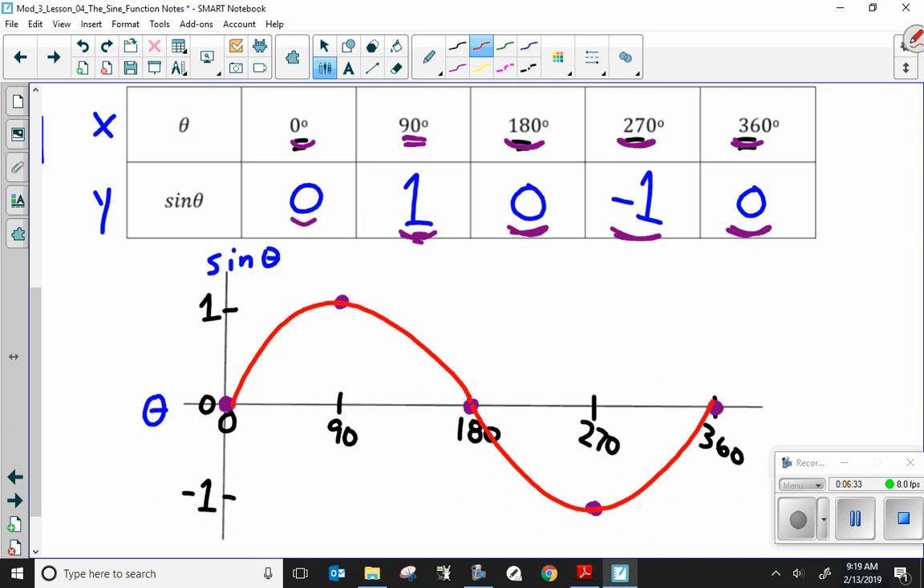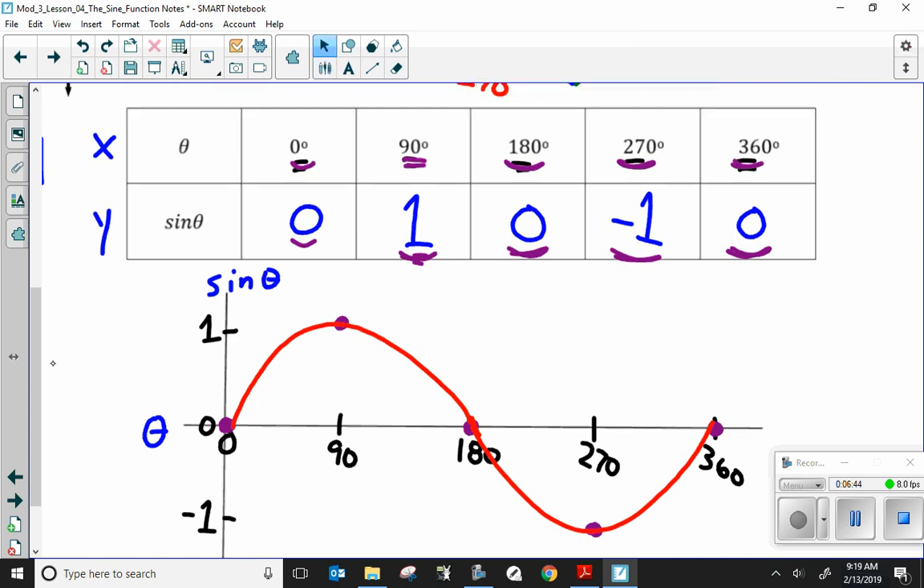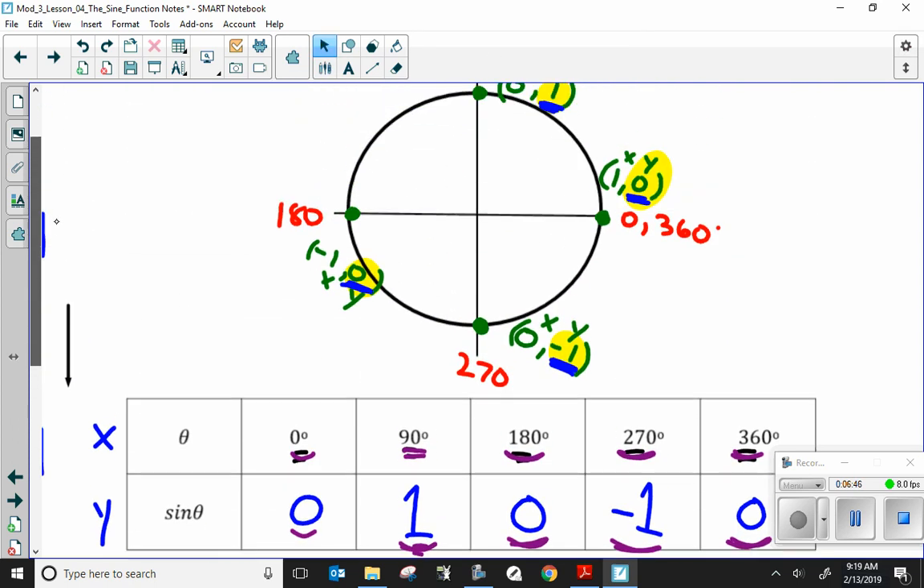And of course, I don't know if you can see that. It does connect there. I know I drew it in 2 pieces. But that's a sine curve. That is one complete cycle of a sine curve right there. And now we know where that comes from. That comes from the values that we get from the unit circle.